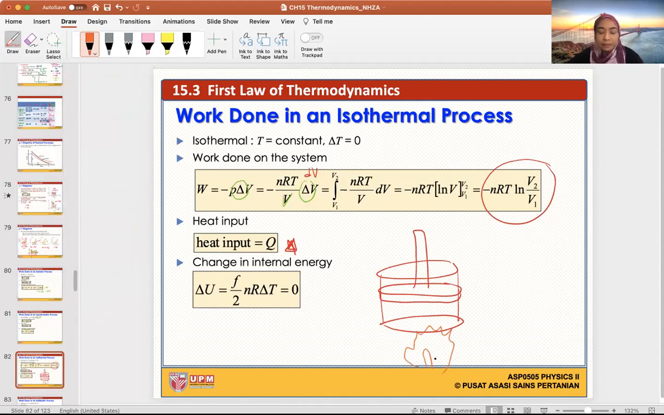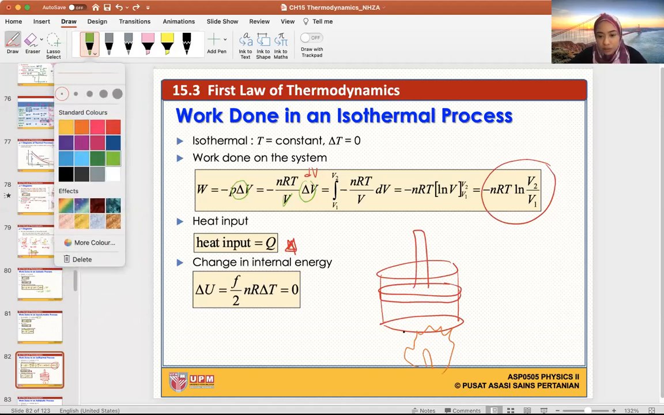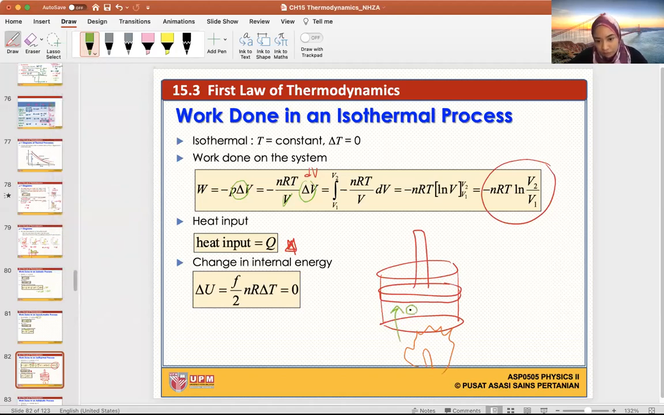Okay, so I heat it up. This system absorbs Q, so it will get positive Q. Great. But I want to make this an isothermal process. In an isothermal process, T is constant. But if I supply heat, I am actually trying to change the temperature, right? So how do I not make it change in temperature?